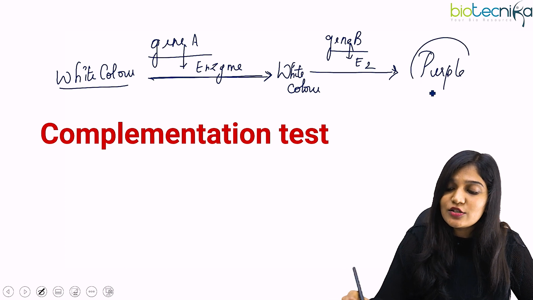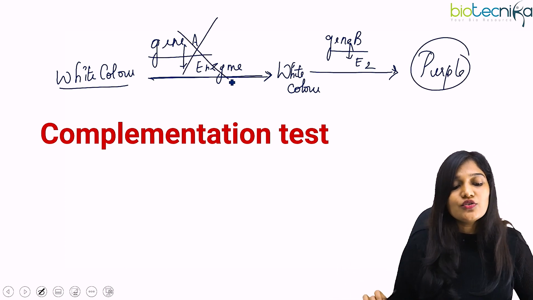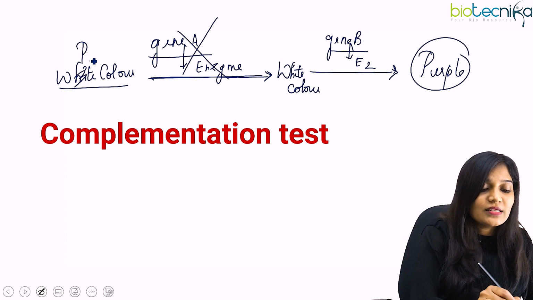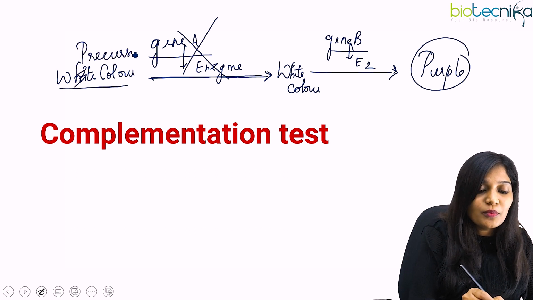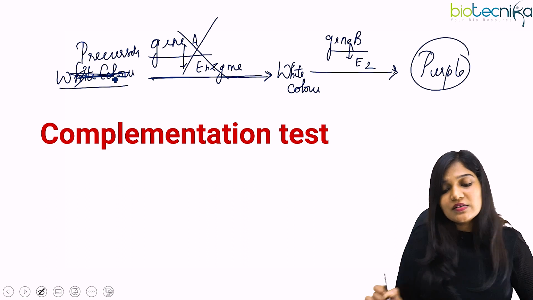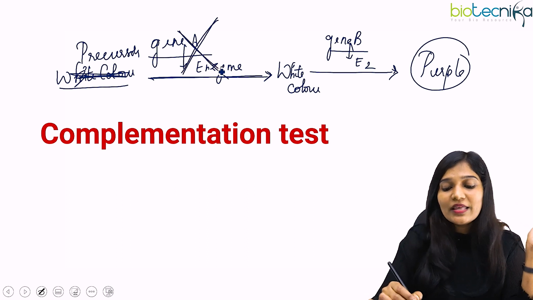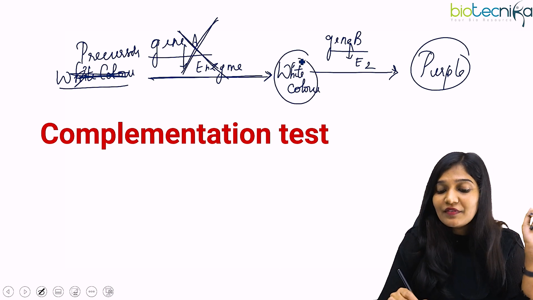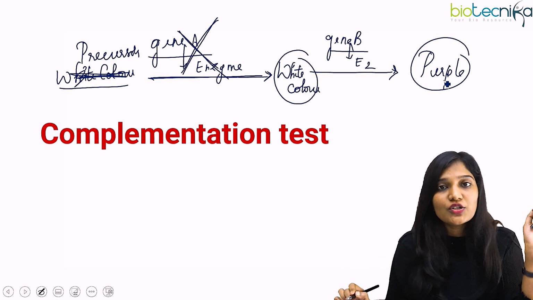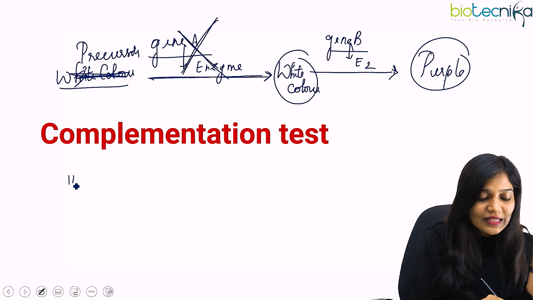Suppose let's take a situation. If this gene A is not present, let's keep it as a precursor. If the precursor does not have this enzyme, will there be production of white color? No. If there is no production of white color, will there be production of purple? No.